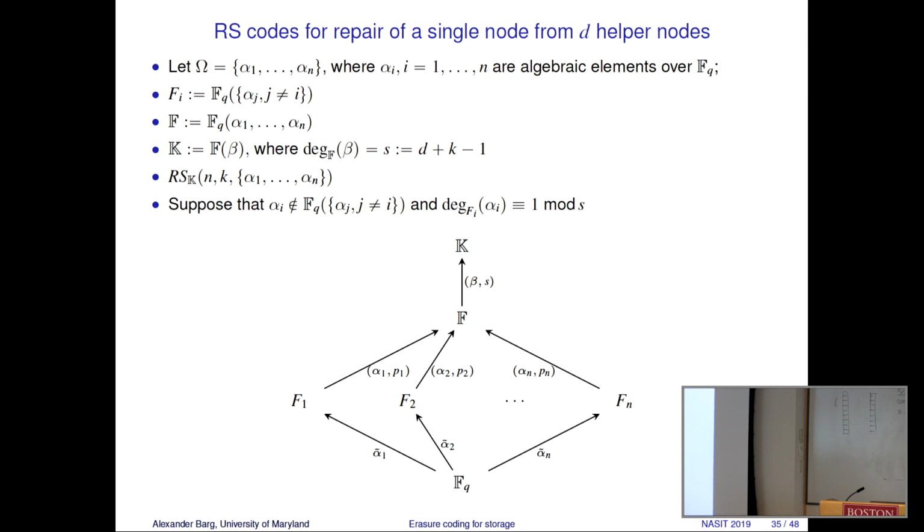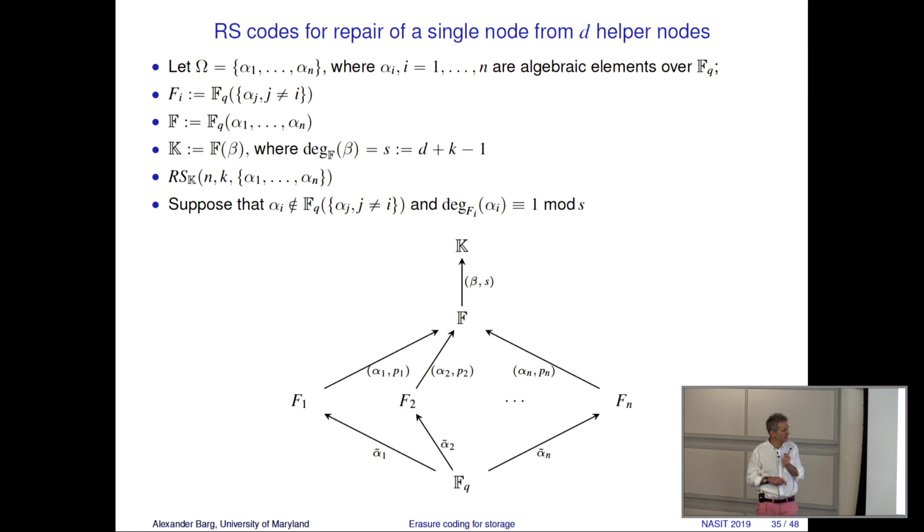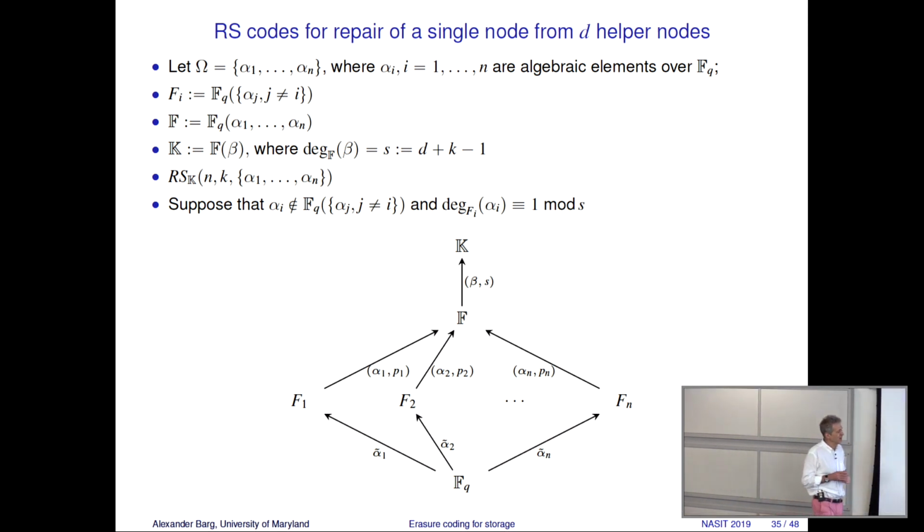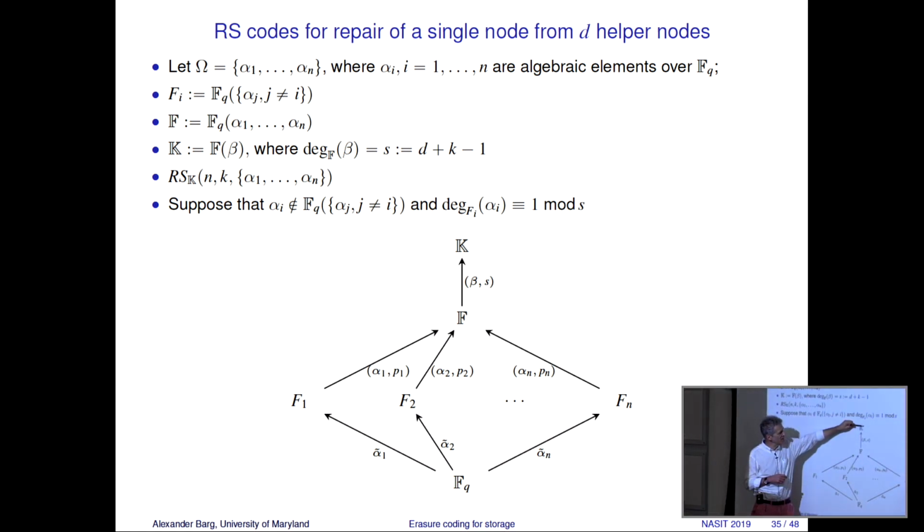So we have F1, the field that does not contain alpha 1, does not contain alpha 2, does not contain alpha n. As we attach alpha 1, we get the field F. As we attach here alpha 2, we get the same field F. Then we also need an s-degree extension of F, where s is d, the number of helpers, plus k minus 1. So this is a rather complicated structure. We evaluate the code at the alphas, and the code is defined over K.